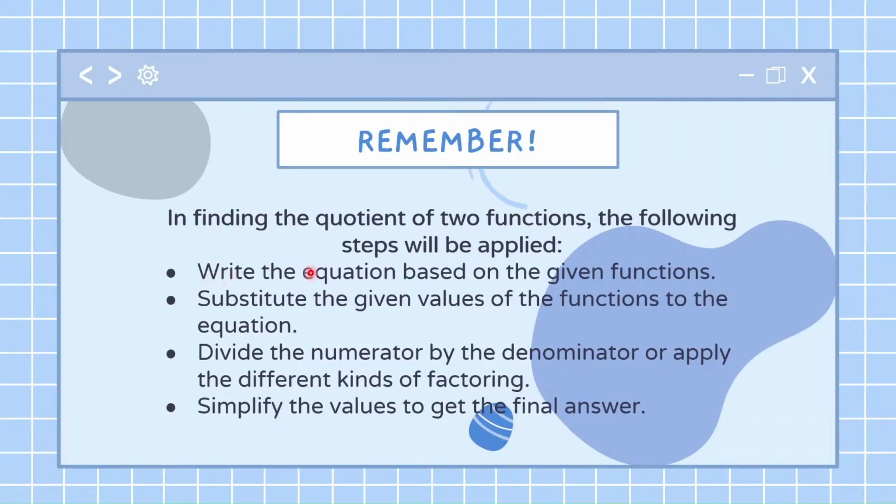So remember, in finding the quotient of two functions, the following steps will be applied. First is write the equation based on the given functions. Next is substitute the given values of the functions to the equation. Then third step is divide the numerator by the denominator or apply the different kinds of factoring. Then the last step is simplify the values to get the final answer. So write the equation, substitute, divide or factor, then simplify. Those easy steps will help you in getting the quotient of two functions.